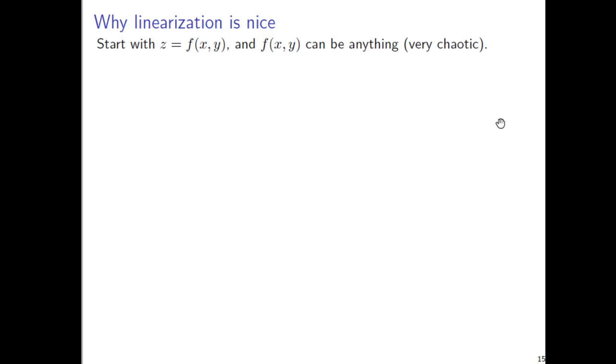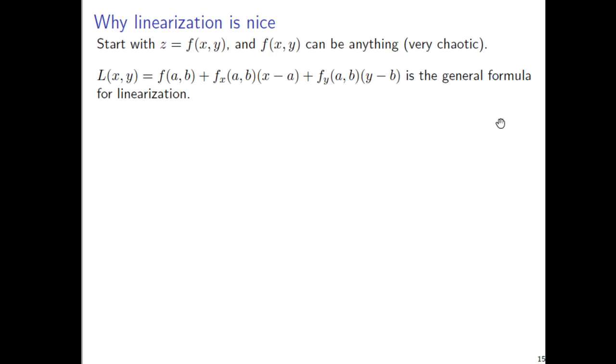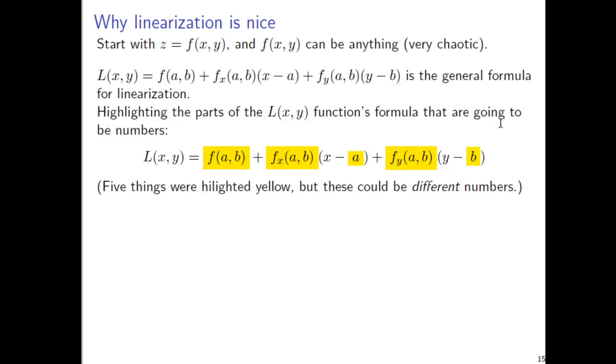Okay, so you've already heard me preview this, but why is linearization nice at all? You can start with z equals f of x comma y being anything. It could be a very chaotic function, and then the linearization is very nice, right? The linearization, all the parts highlighted in yellow will eventually just be numbers. They'll just be some constants, right? And these are just five different, possibly different anyway, constants.